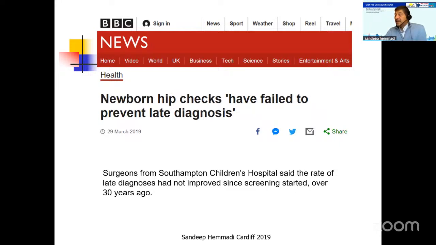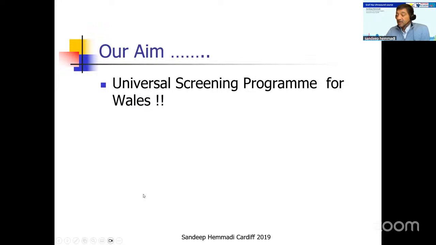they had headlines like, newborn hip checks with clinical and ultrasound have made no difference to late diagnosis over 30 years. Then more people take notice than when we write them in academic papers. So certainly our aim is to try and get universal screening for Wales. We're still away from getting there, but we'll continue to work towards it. So there we are. Thank you. I'm going to stop sharing and I'm happy to take any questions.